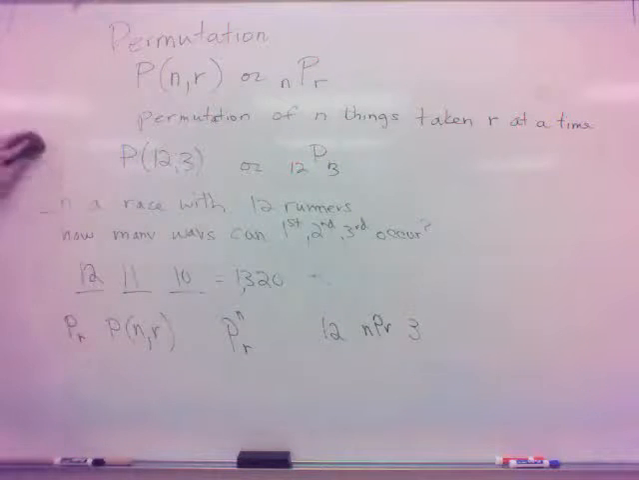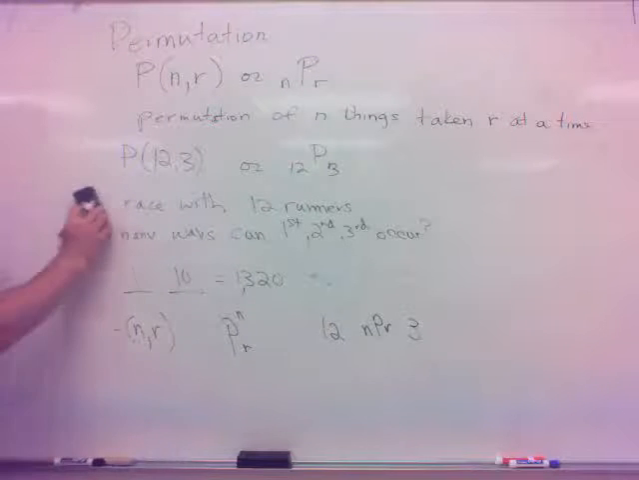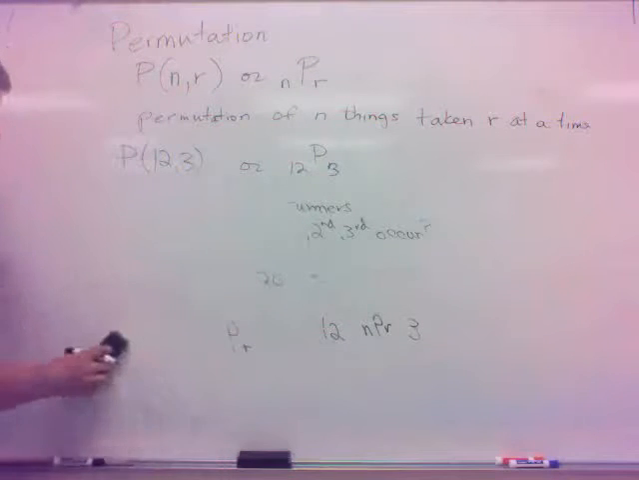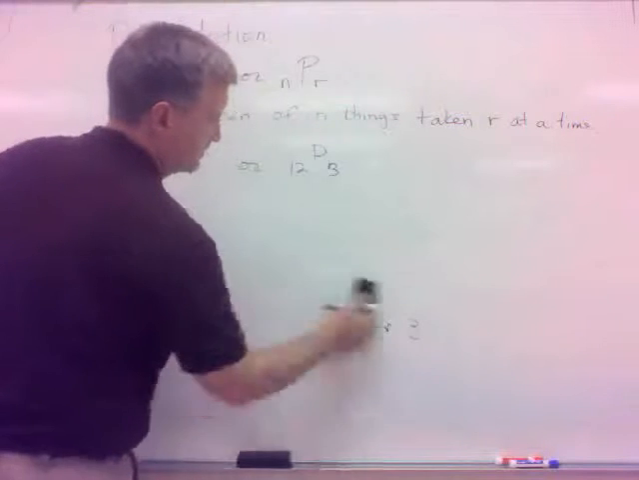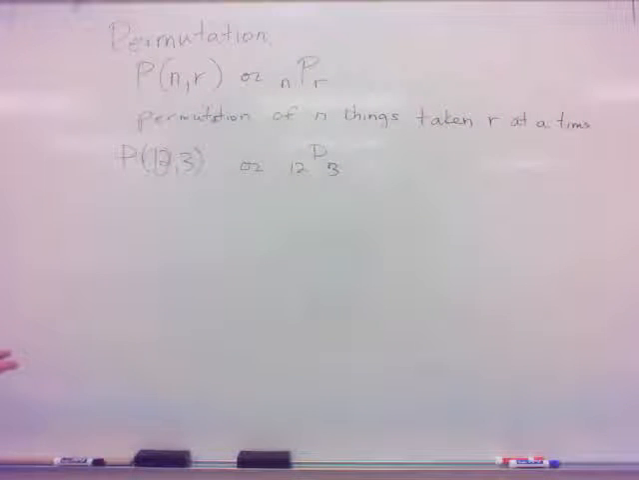But you can even start with 11, and that'll still work. The first number depends on how many things you have. If there were just 11 runners, I'd do 11P3. It just depends on how many of them there are at a time.